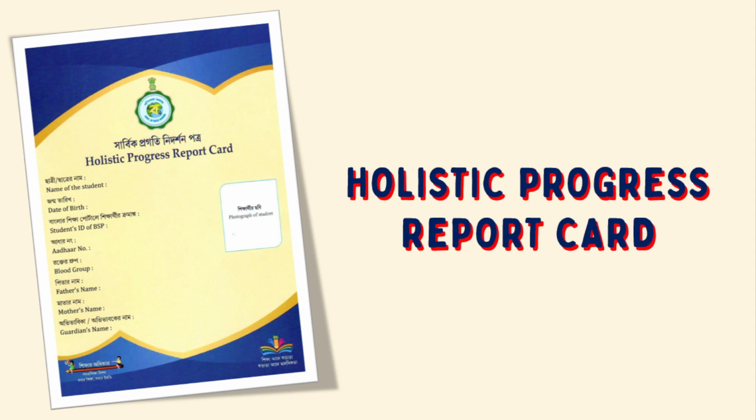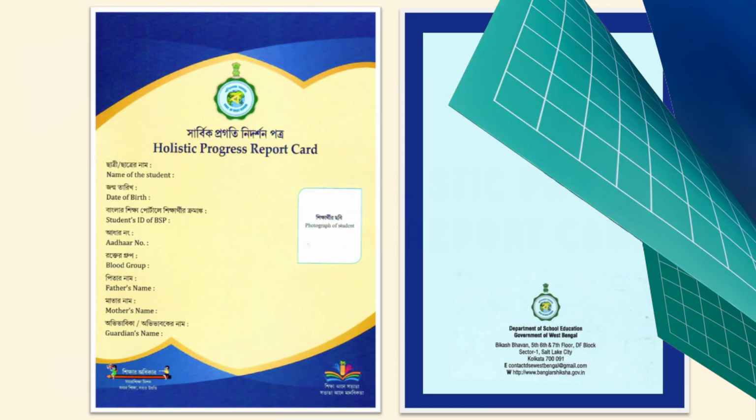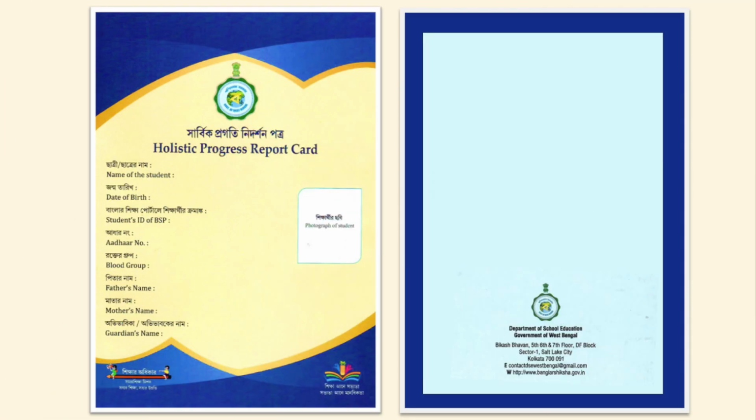In this video, we will take a quick look at the Class 8 report card. What's inside, how it works and why it's so important for every student's journey. Let's break this down in a simple, easy to understand way. The Holistic Progress Report Card has 36 pages including the cover and the last page.